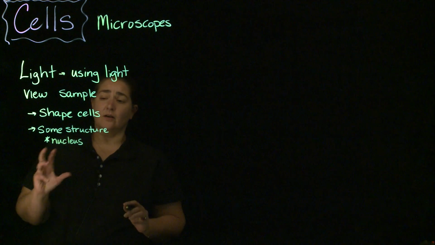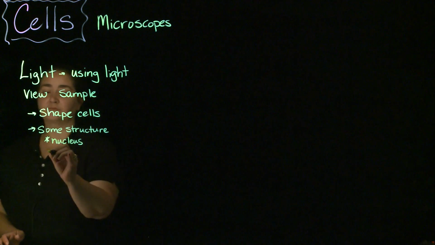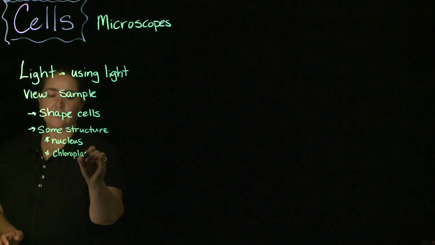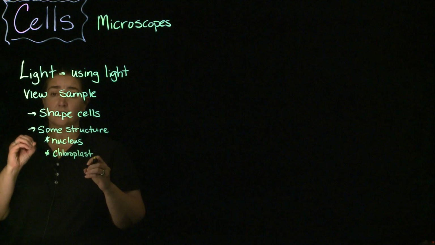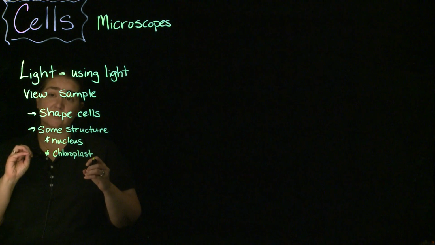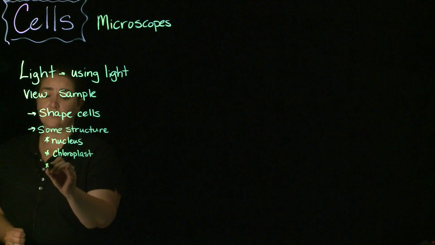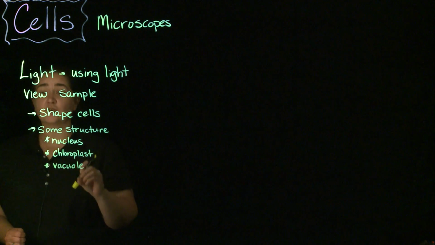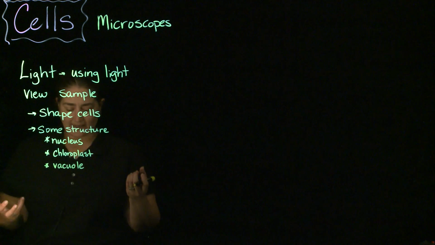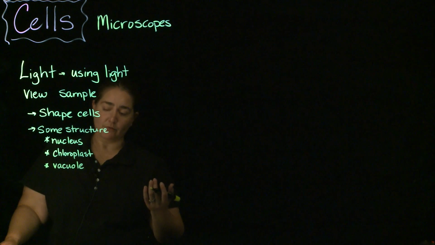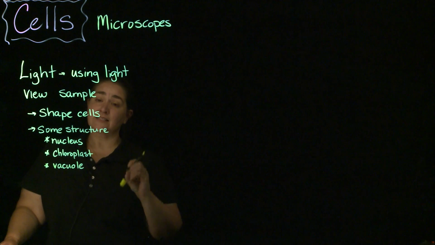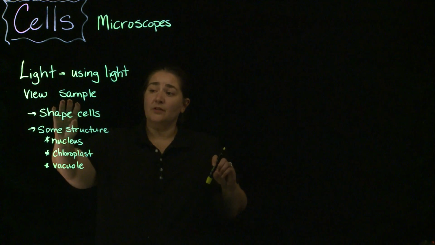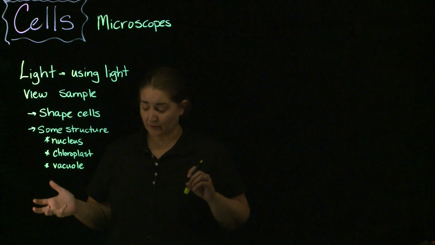All right? If you're looking at a plant cell, you can also see things like chloroplasts, which are the green components of the cell. That's where photosynthesis occurs within that plant cell. And you will also be able to see a specialized structure known as a vacuole. All right? And that's really just kind of a large storage chamber for the plant cell. So we can see some detail inside the cells using a light microscope, but really it gives us an idea of overall shape of the cell.